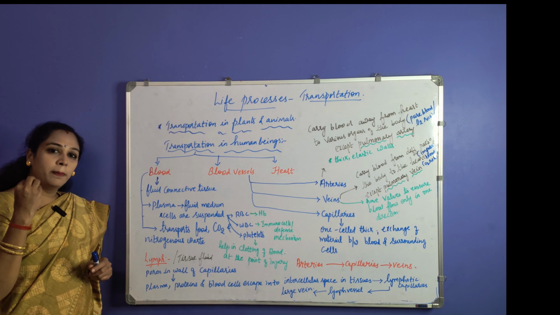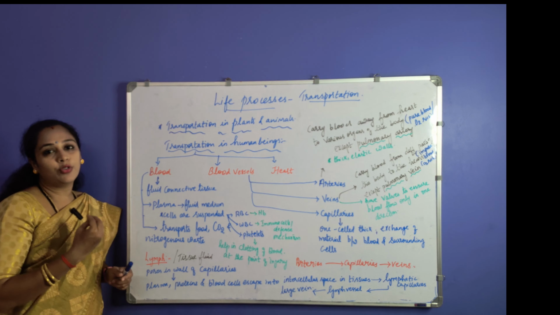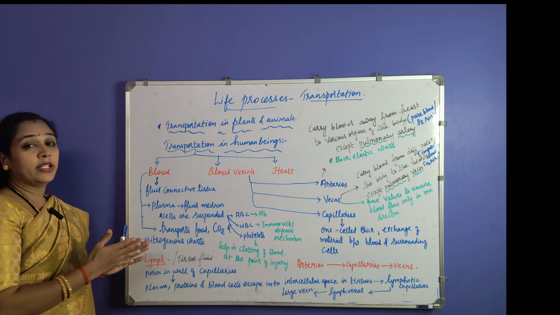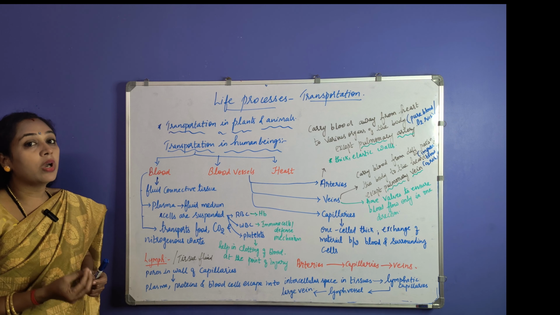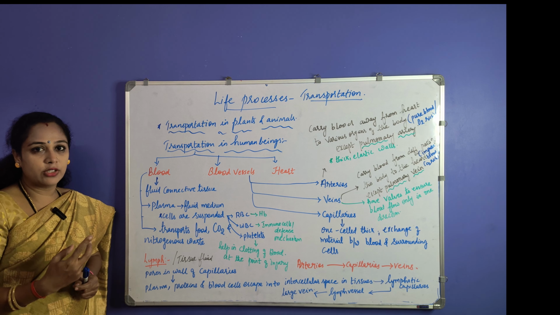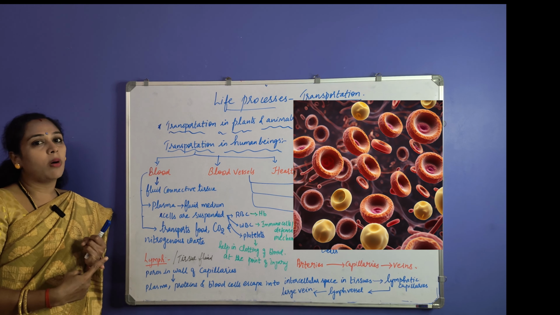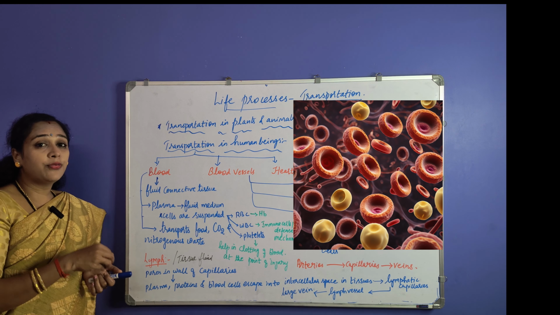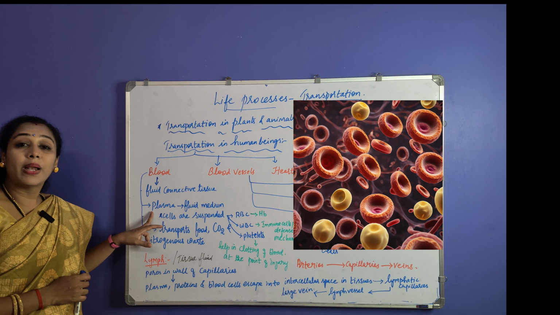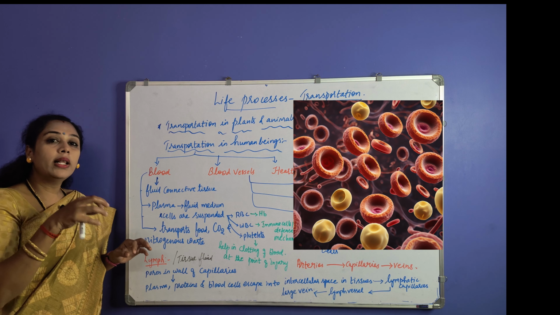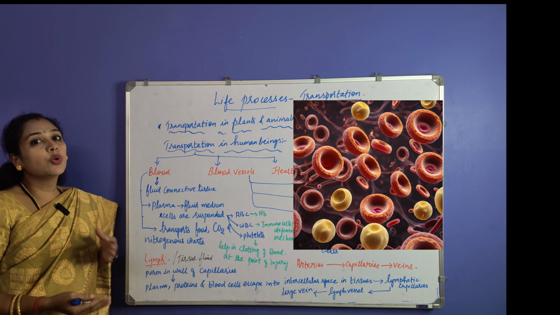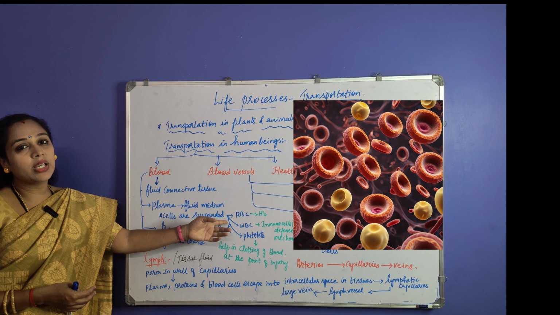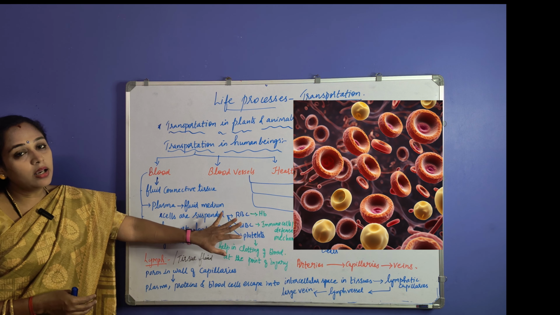Blood is a fluid connective tissue, which you have read in class 9. What does this fluid connective tissue comprise? It comprises two components. One is the fluid component, and the other is the cells, the solid component. The fluid component is called the plasma. In that plasma, all the cells are suspended. What kinds of cells are suspended? These include the red blood cells, white blood cells, and platelets.